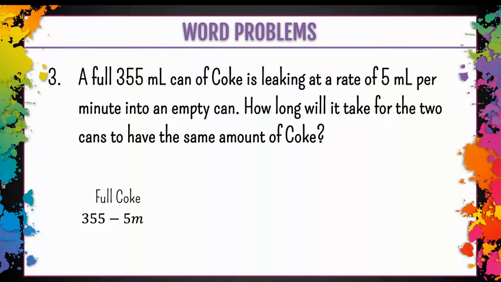So for our empty can, if it's leaking into it, well, while I lose 5 per minute, I've got to gain 5 per minute from the empty. And because it started at empty, there's no starting point. So it's 0 plus that 5. And then I want them to have the same, so I set them equal to each other.